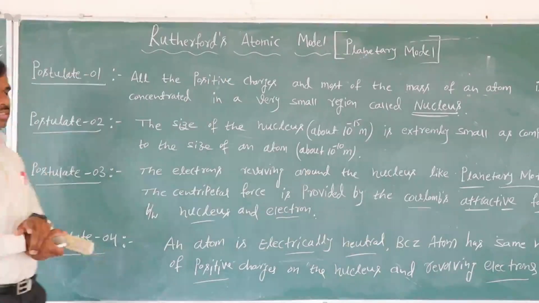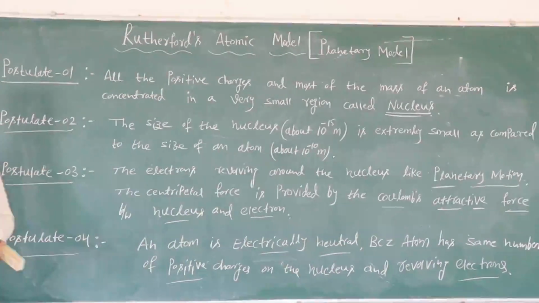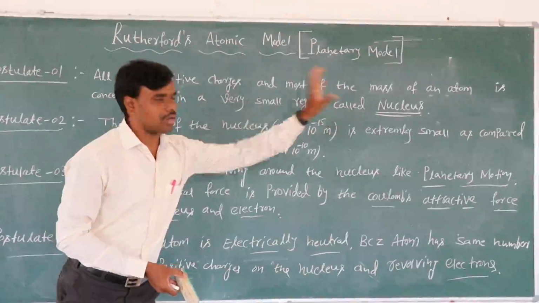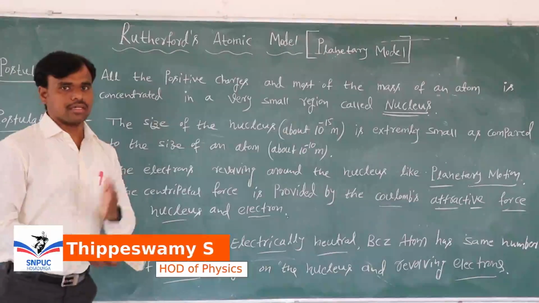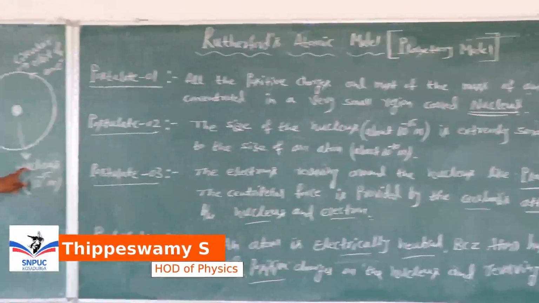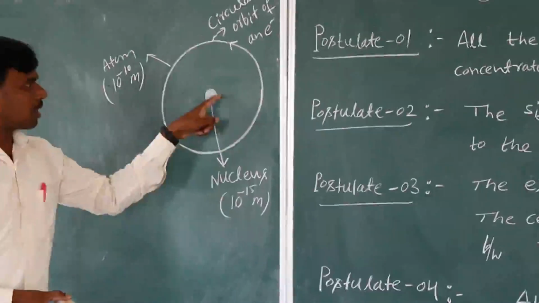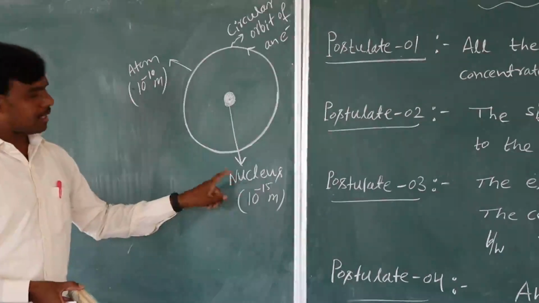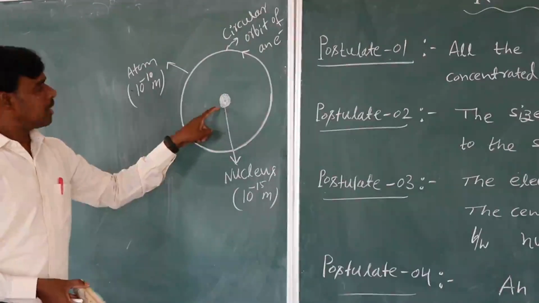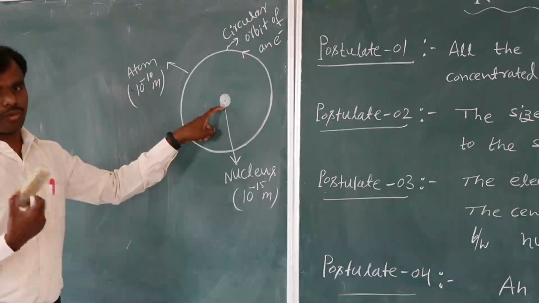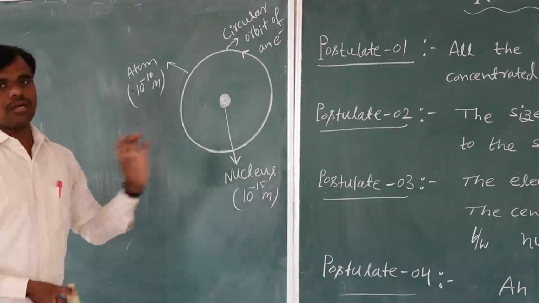According to that model, all the positive charges and most of the mass of an atom are concentrated in a very small region that is called the nucleus. Here, according to the Rutherford atomic model, what is meant by nucleus? Nucleus means it is a small positively charged core in which the entire positive charge and most of the mass of an atom is concentrated.